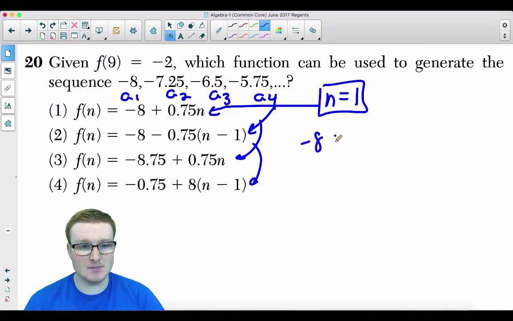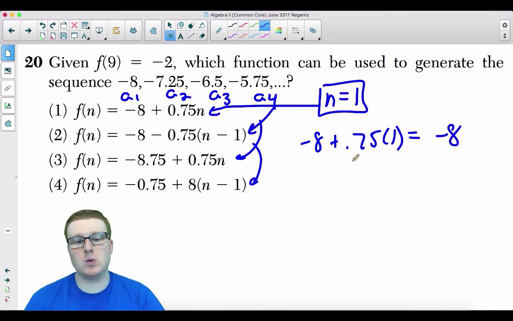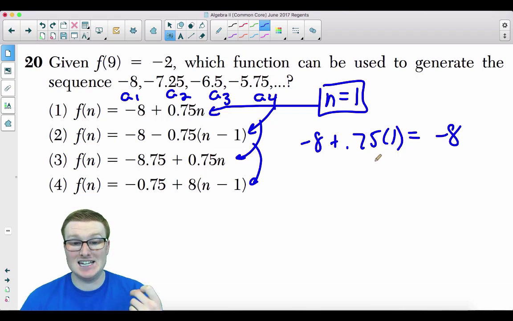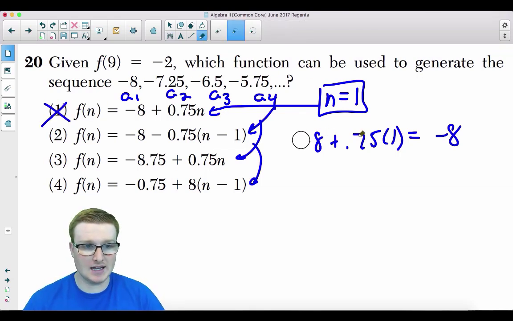So we have negative 8 plus 0.75 times 1. Does that equal negative 8? No, because 1 times 0.75 is 0.75. Negative 8 plus 0.75 is negative 7.25. So that's not true. If you plug in 1, that blows up. Let's try the second one.